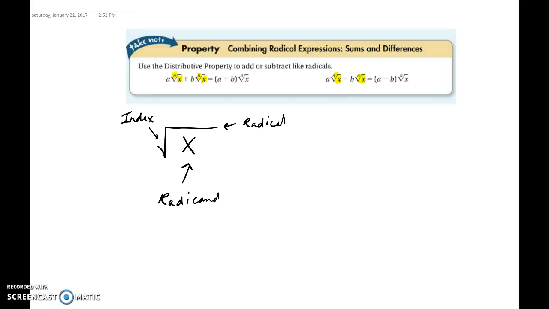And then if they're identical, all you need to do is, if you're adding, you just add the two numbers out front. So you just do a plus b. And if you're subtracting, you subtract the two numbers out front. All right, it makes sense.